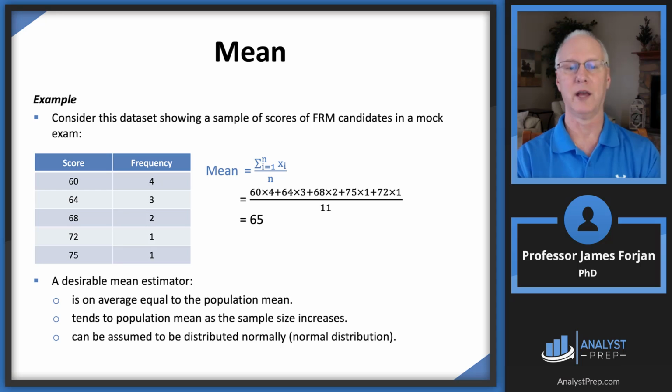All right, so let's go ahead and summarize what that 65 means. On average, it's going to be equal to the population mean, and it tends to be closer to the population mean as the sample size increases, and then it's going to be assumed to be normally distributed. We'll talk a little bit more about that in a second.